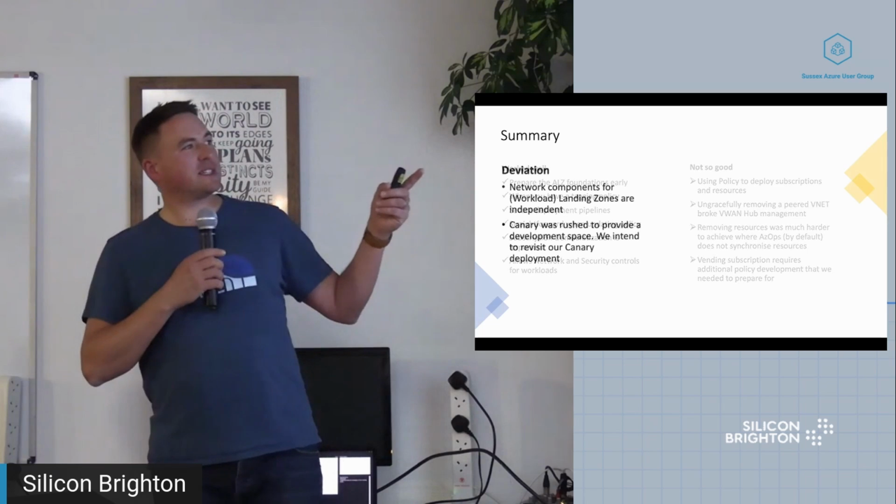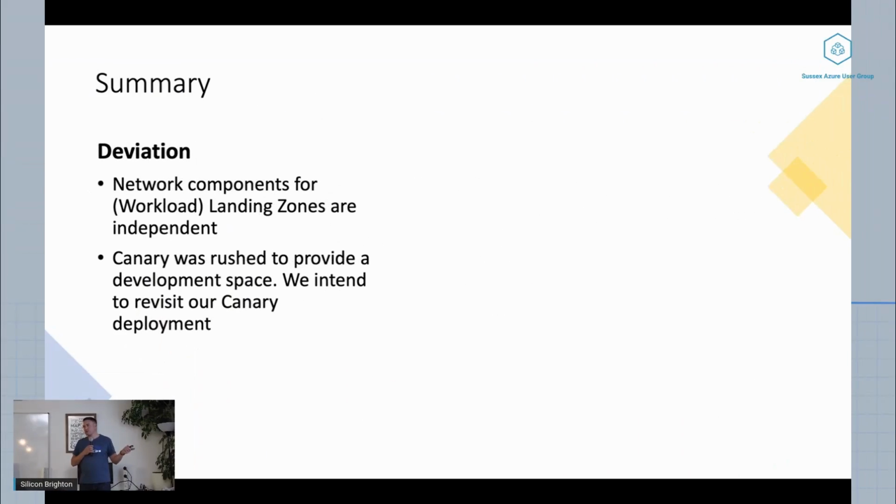So we deviated. It's not massively away from what ALZ is. We took the networking component, so we still use ASOPs to deploy the subscription, but we consume archetypes and bicep modules from other repos to achieve the same result. So we just invoke other things.